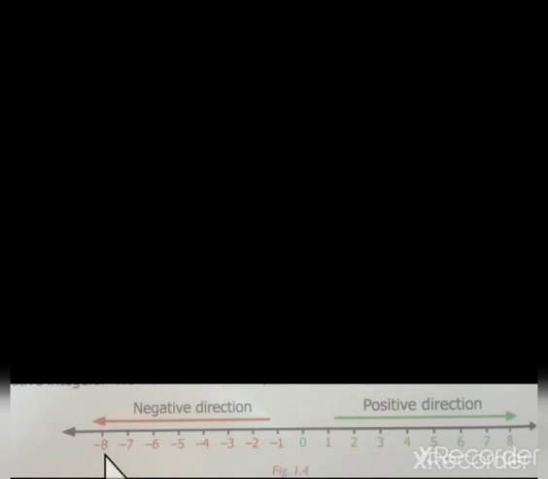That is, minus 8 is smaller, minus 7 is greater, minus 6 is greater than minus 8, minus 5 is greater than minus 8, minus 4 is greater than minus 8, and 0 is greater than a negative number. Negative number ஐ விட 0 தான் பெருசு. In positive numbers we can easily identify which is greater, isn't it? 2 is lesser than 5, isn't it?